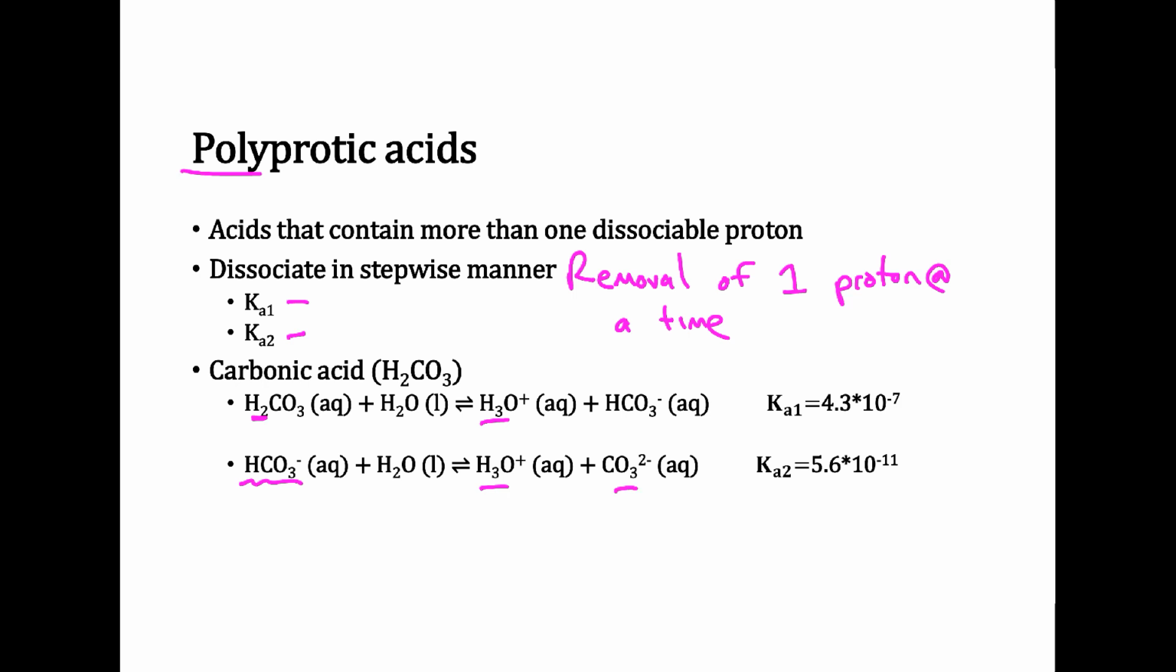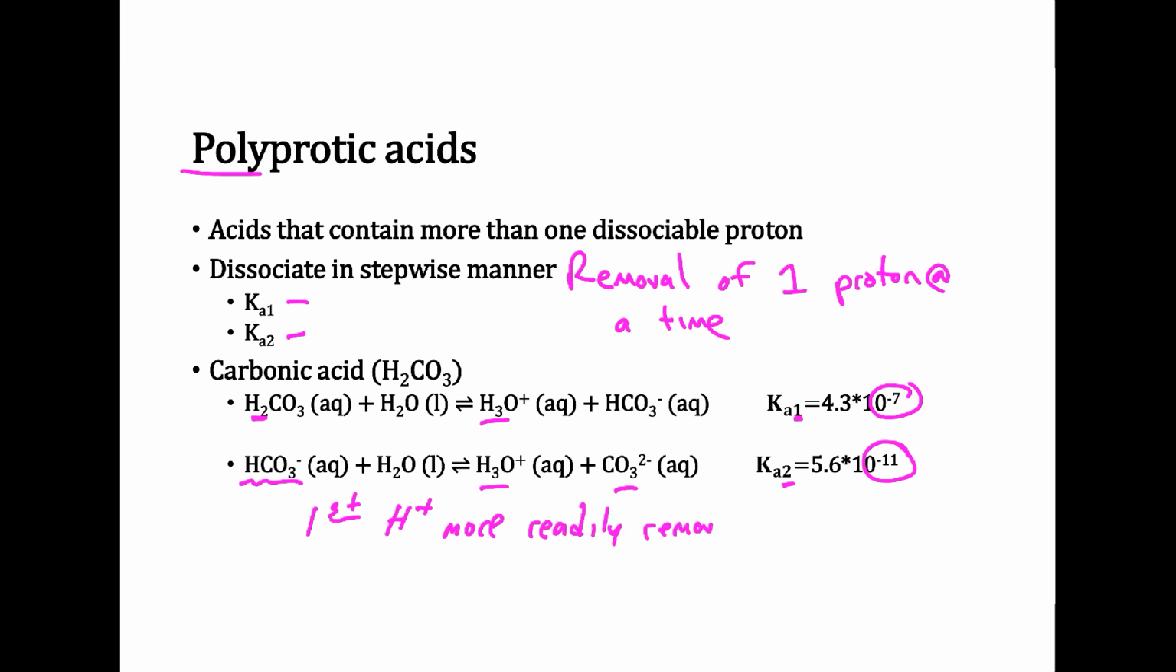Let's compare the Ka values. We have Ka for the removal of the first proton and Ka for the removal of the second proton. Notice that this is on the order of magnitude 10 to the negative 7th, and this is on the order of magnitude of 10 to the negative 11th. So what we'll see is the first proton is more readily removed.